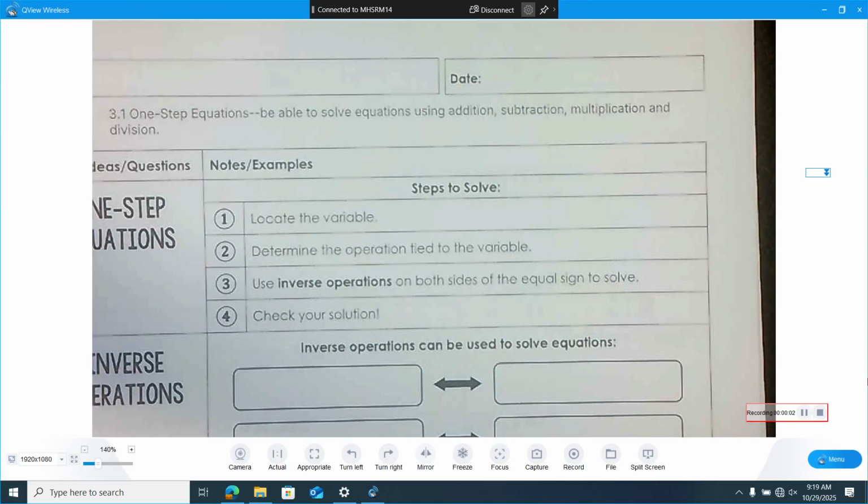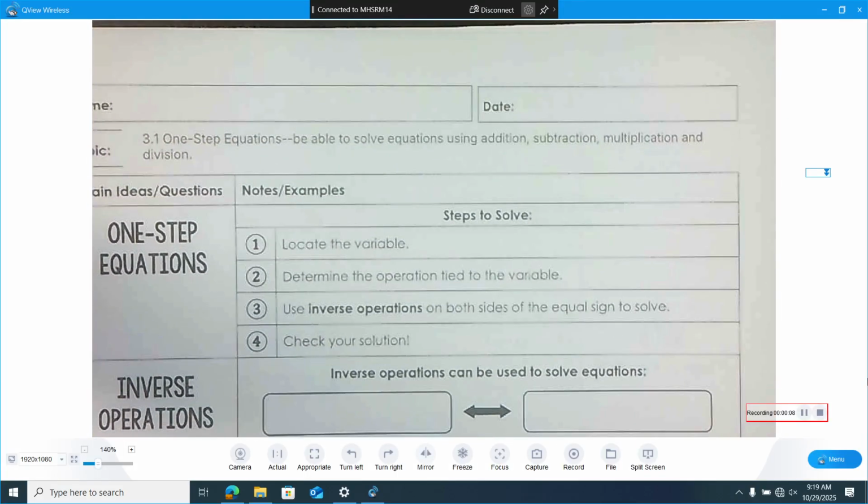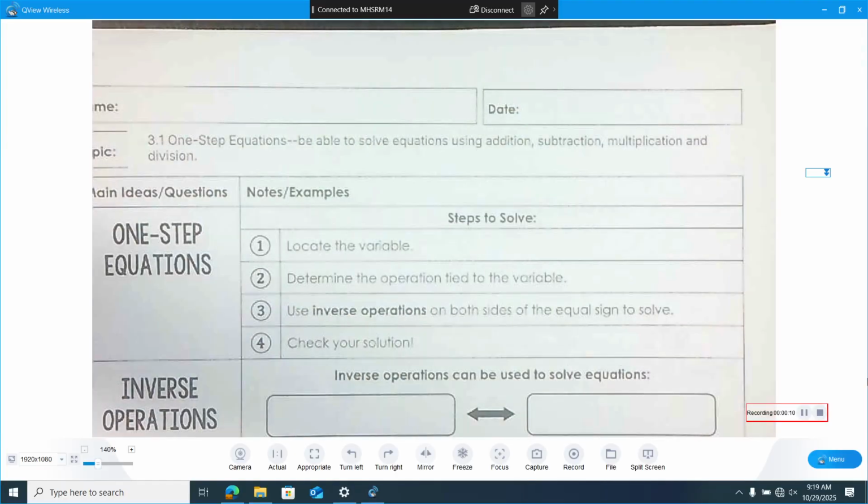Welcome to Chapter 3, yay! So Chapter 3 is all about solving equations. And some of you might already have done some solving equations here and there.